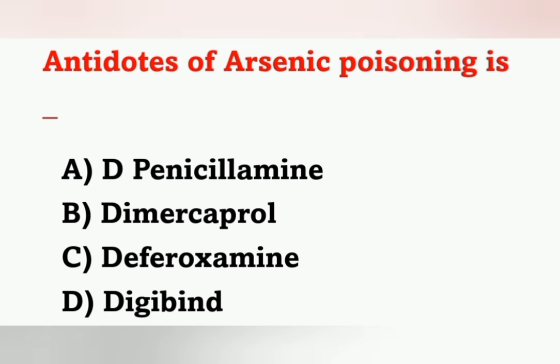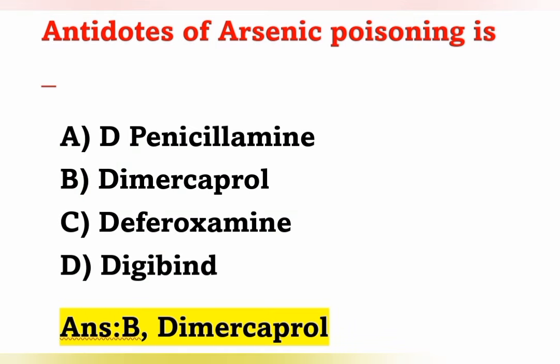And the next question, antidote of arsenic poisoning is: Option A, D-penicillamine. Option B, dimercaprol. Option C, deferoxamine. Option D, Digibind. The antidote of arsenic poisoning is dimercaprol. Option B is the correct answer.